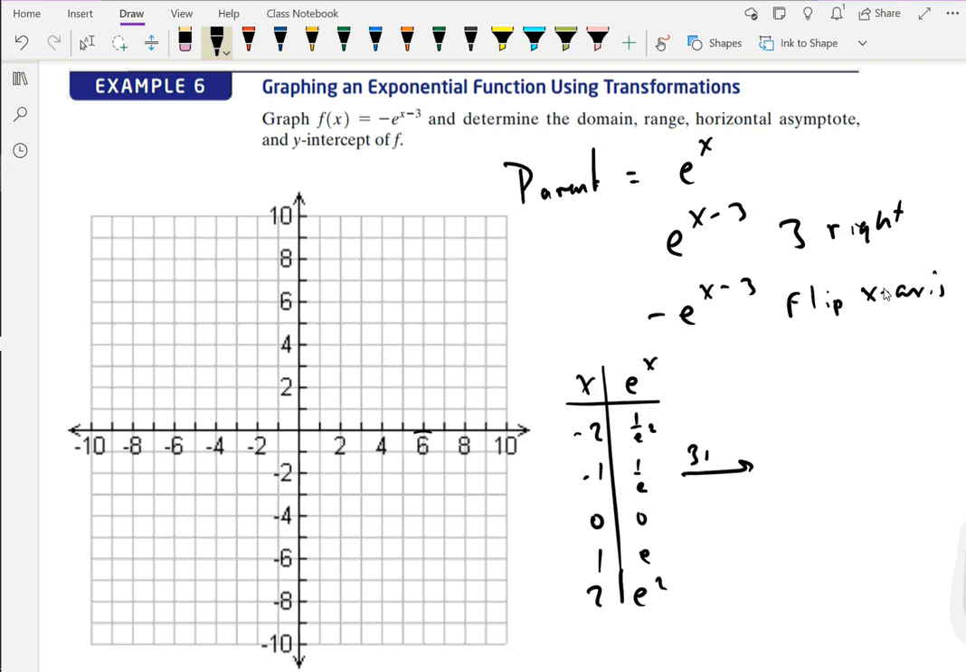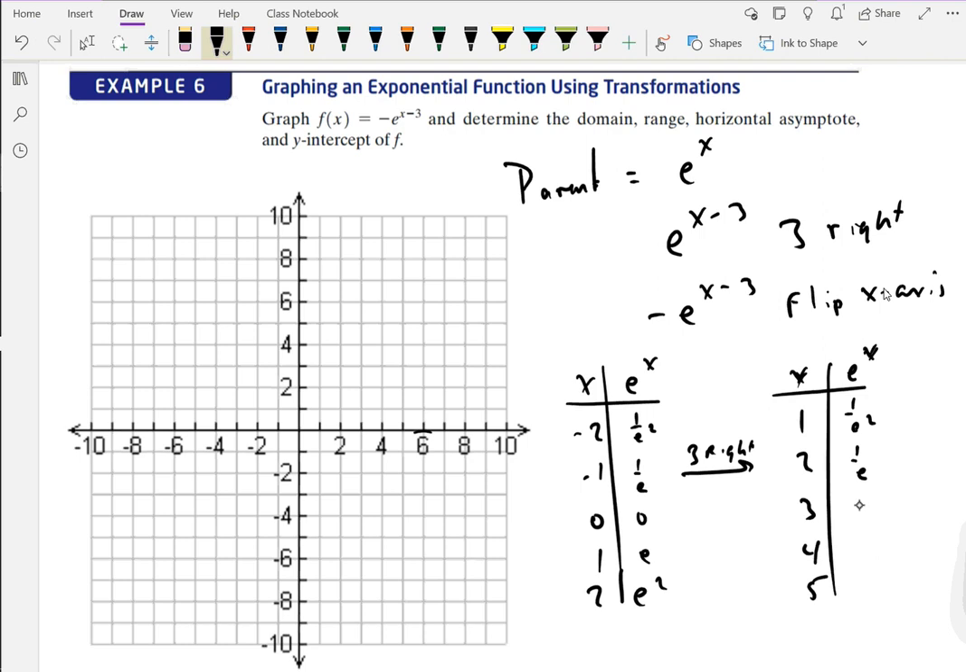Then let's do 3 to the right. So if we shift 3 to the right, that's going to change our x value. So we're going to add 3 to each of these. So negative 2 becomes 1. Negative 1 becomes 2, 0 becomes 3, 1 becomes 4, and 2 becomes 5. My other values stay as is.